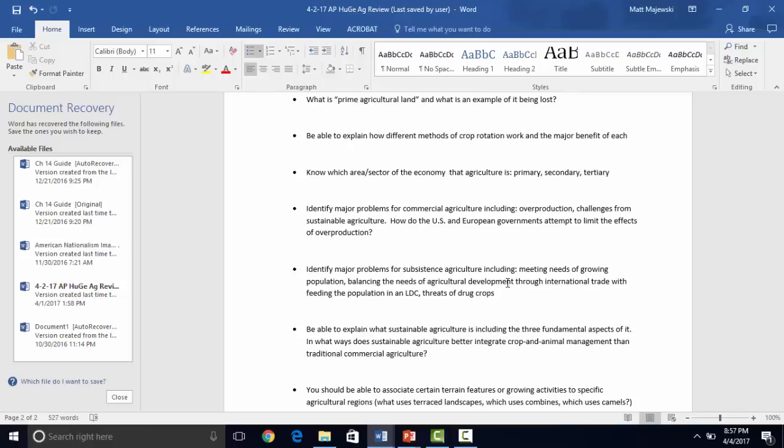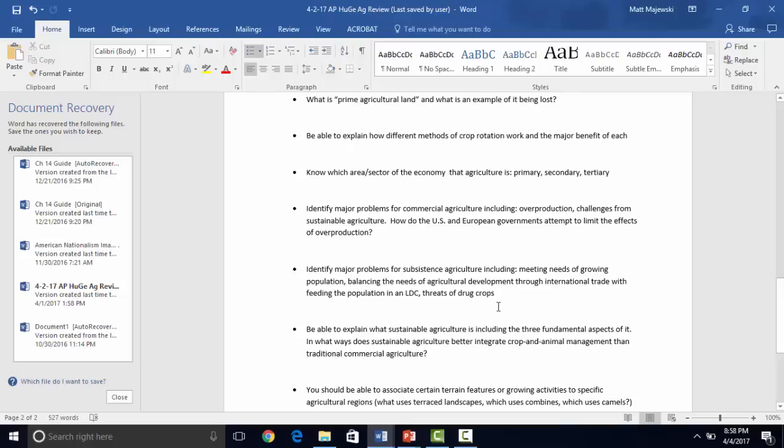Second major issue is that a lot of times LDC farms are growing commercial crops to be sold in MDCs. Why? Because remember, the whole goal of international trade is for your country to develop unique products that the rest of the world wants. A lot of times for an LDC, those are agricultural crops. And so a lot of the agricultural production in an LDC is not actually benefiting the LDC's population. It's going to MDC consumers. So, choice available farmland in LDC countries is not being used to benefit the people that live there.